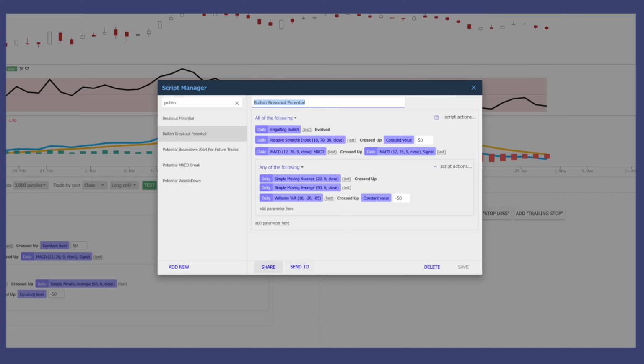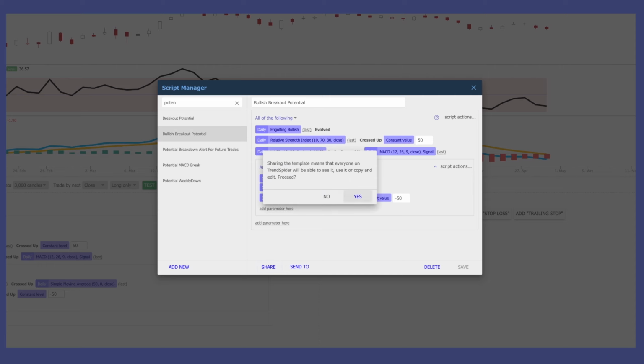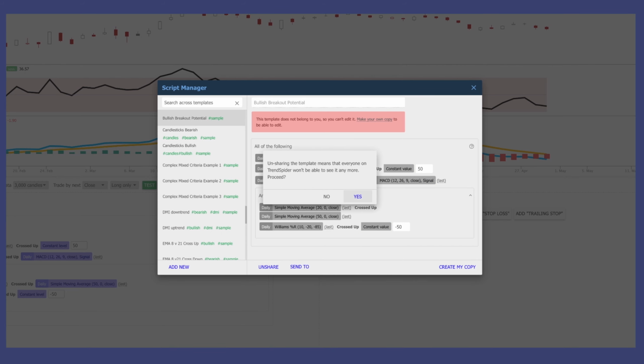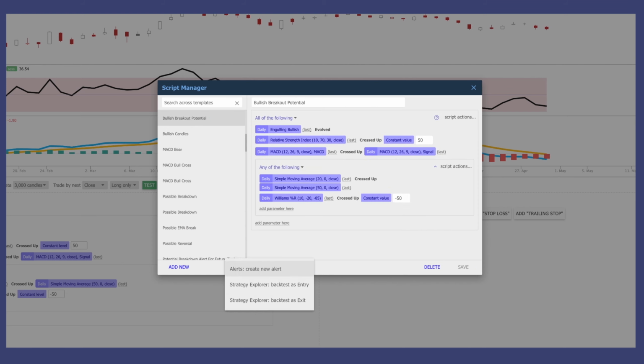You can share it. If you want to share this with a group or one of your friends, you can do that. So click yes, and you'll be able to go and share this. Or you can unshare, click yes. You can send it to the strategy tester, or you can put this as an entry or an exit in the strategy tester, not just as an entry. And you can also use this in the scanner as well.